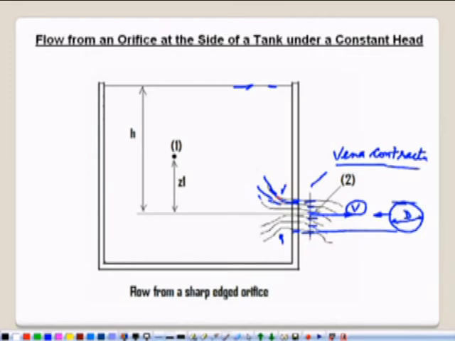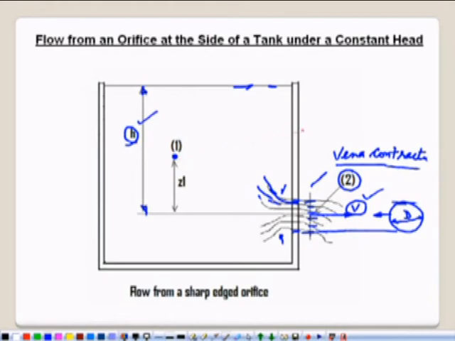Now when we have a flow out of this orifice, let us suppose in this example we have water, and this head is kept constant and designated by H. If we have these two points, point number 1 and point number 2, then by applying Bernoulli at these points we can develop the relationship for finding out the velocity V in terms of H. This can be done with the help of Bernoulli's principle.